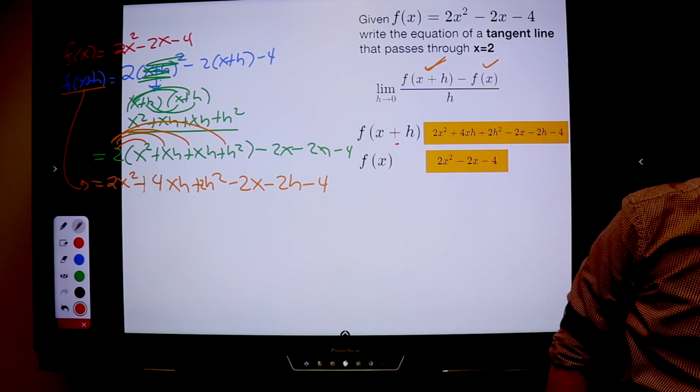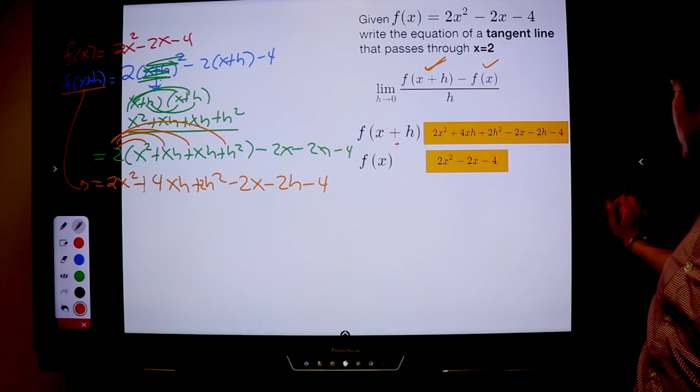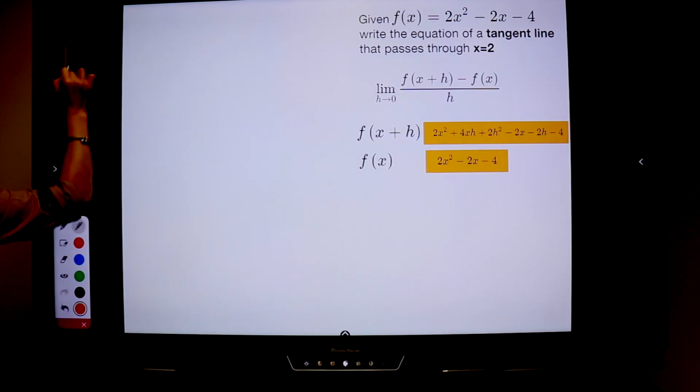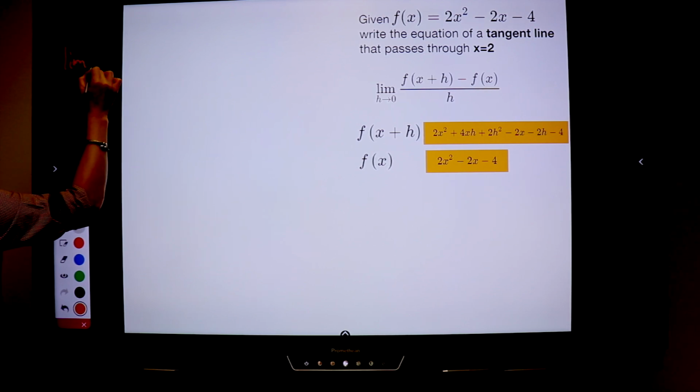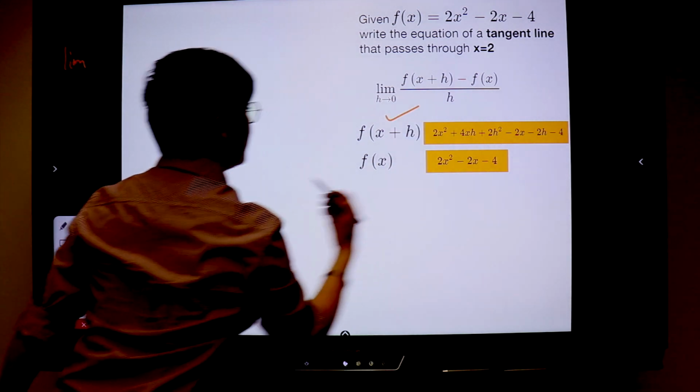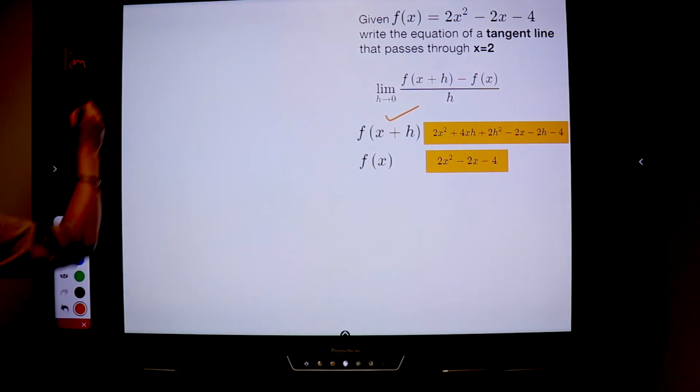Now we're going to solve for the limit. How are we going to solve for the limit? We're just going to put them all together. So the limit of f of x plus h is this. I'm going to copy it now.